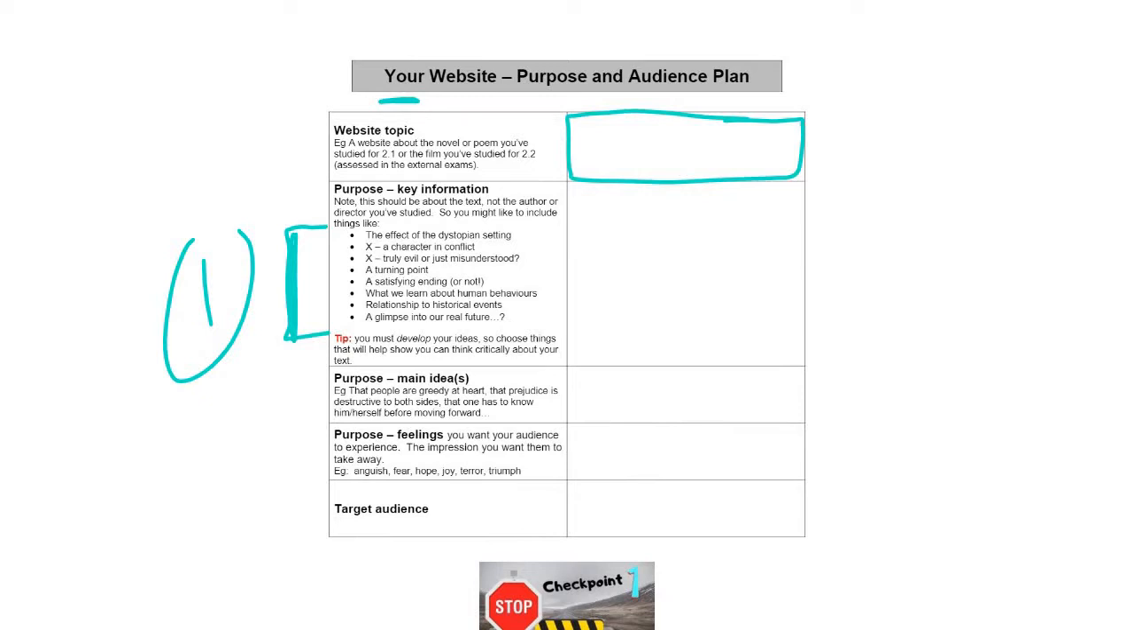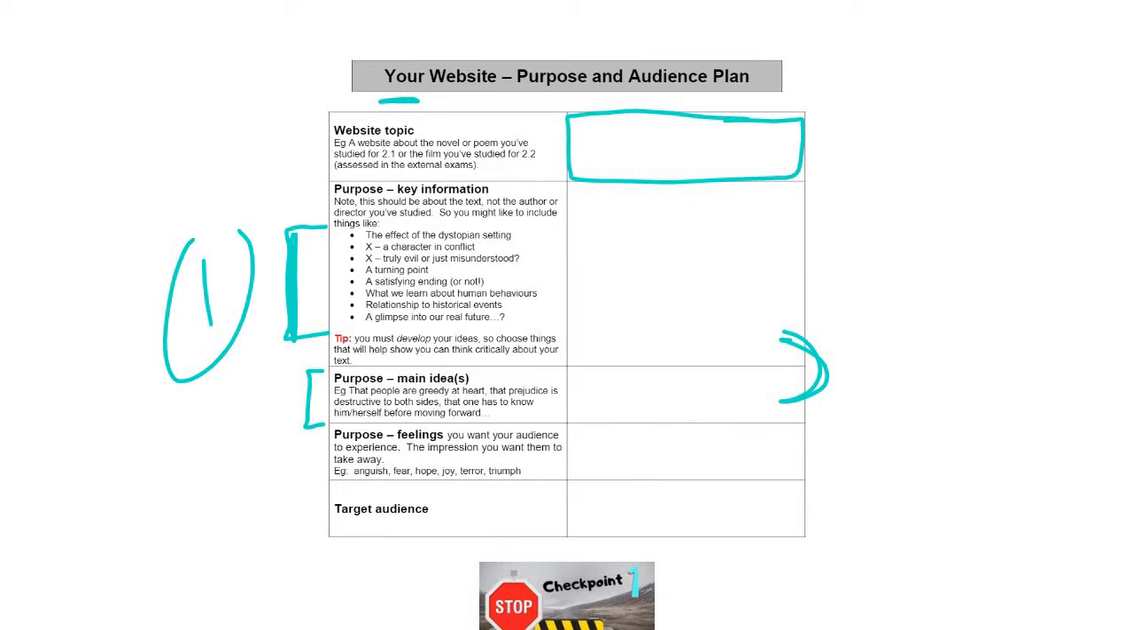So what's your main idea that's going to come through here? So there's some examples here that people are greedy at heart, that prejudice is destructive to both sides, and so on. Just have that in your head all the time, because that is going to come through in the graphics that you choose, the words that you choose, the colors that you choose. Okay, and obviously these two are clearly connected.